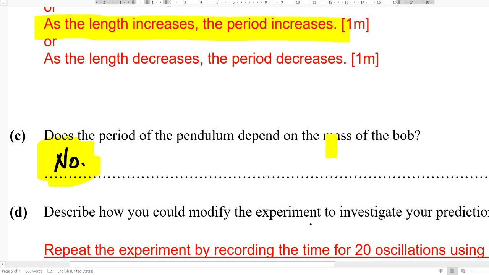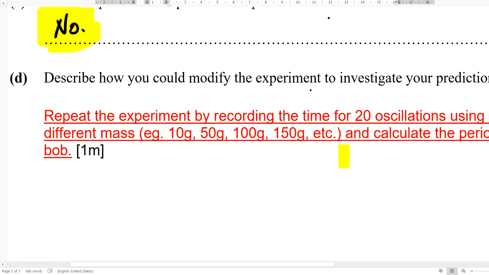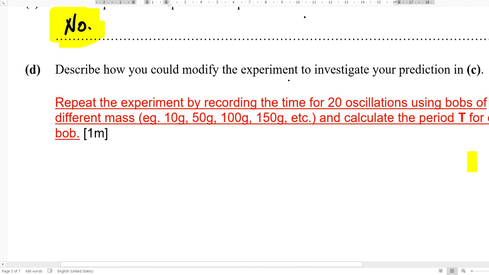You can try it out yourself. Same length, different mass. Time it. It will be the same. So, that gives you one easy mark. Part D. How will you modify the experiment to investigate whether you are right or wrong? So you may copy this down. Basically, we just repeat the same experiment. But this time, we use bobs of different mass. Okay, you can use 10 grams, 50 grams, so on and so forth, and calculate the period for each bob.